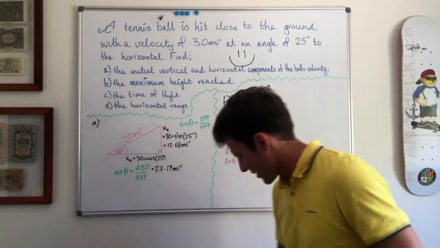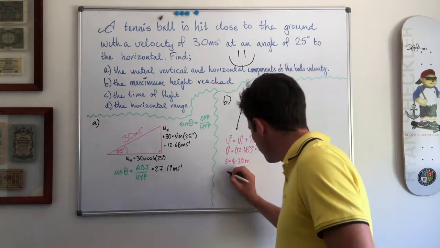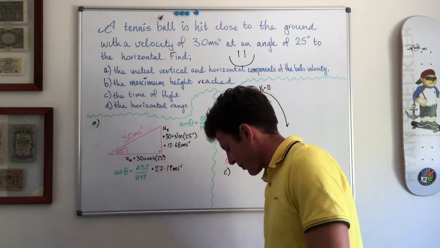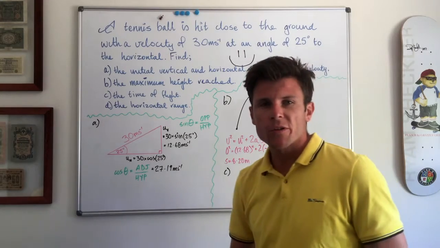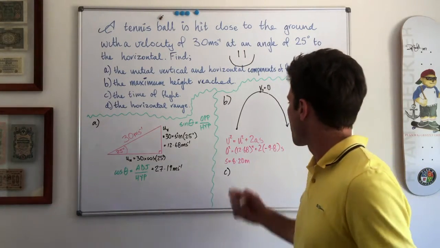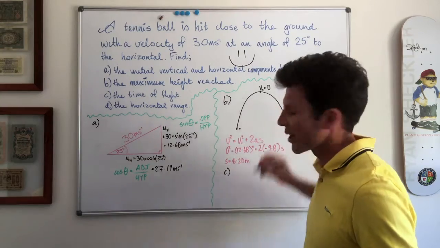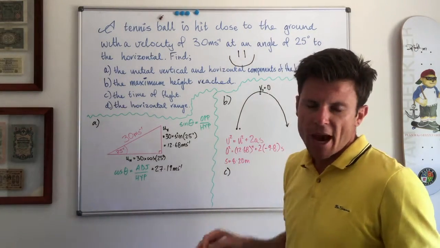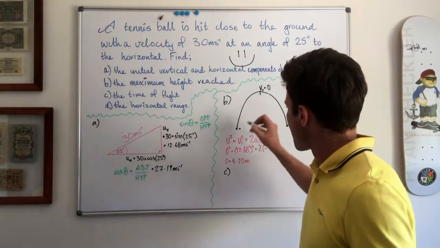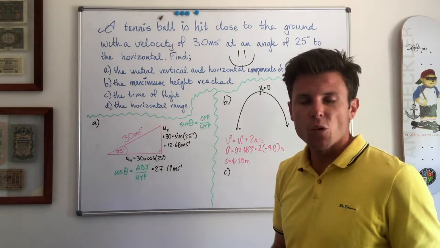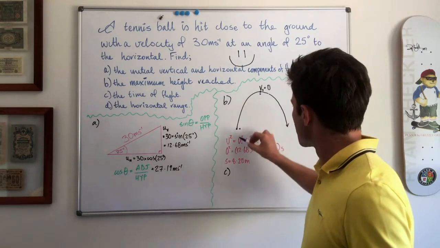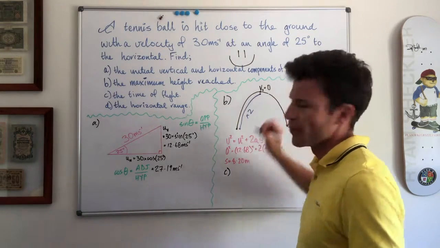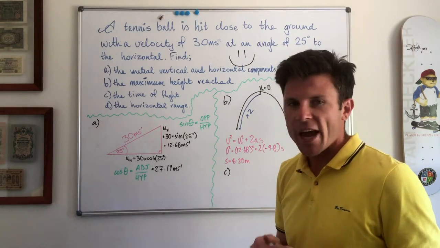Now, on to part C. The time of the ball's flight. Okay, to work this question out, what we're first going to do is work out the time that it takes the ball to get from where it's hit by the racket to the maximum height. And then we're going to use the fact that the parabolic motion, if we ignore air resistance, is symmetrical, to just multiply this time here by 2. Okay, so how are we going to do this?